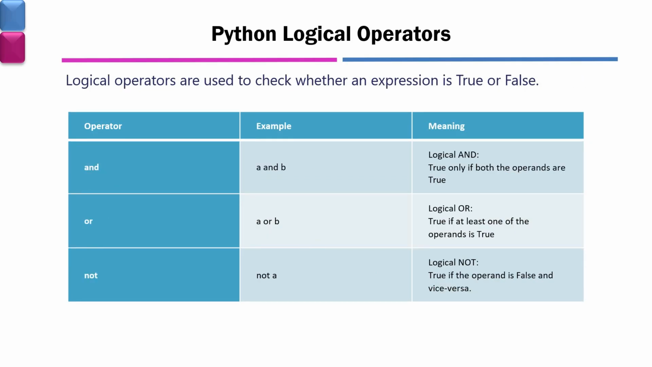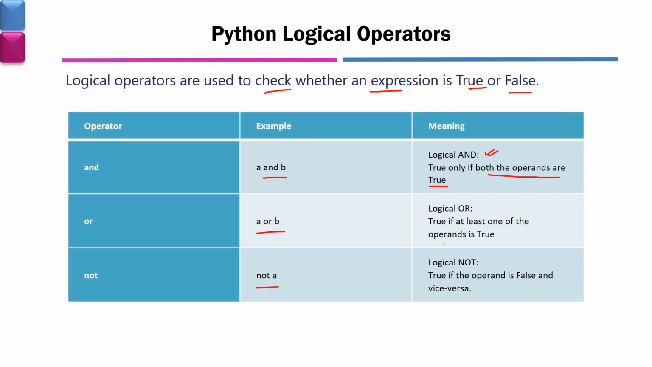Next comes Python logical operators. Logical operators are used to check whether an expression is true or false. Now there are three different types of logical operators: A and B, A or B, and not A. A and B is also called logical AND. Logical AND will give the result as true if both A and B are true. Otherwise, if any one of them is false, then logical AND will give you a false result.